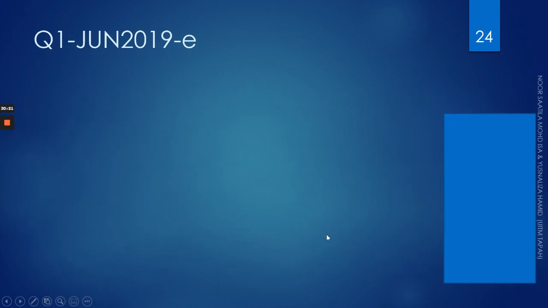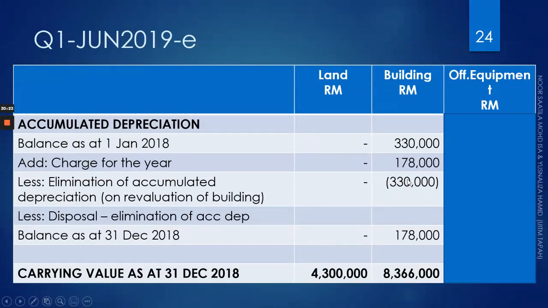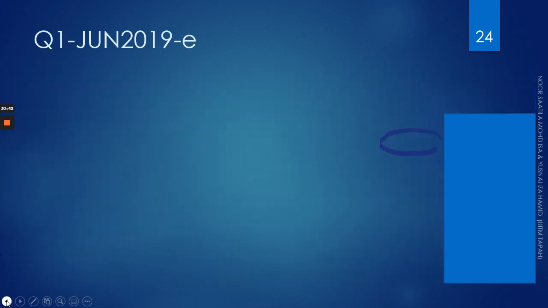And then next, you have the building's information related to accumulated depreciation. This one is the balance at the beginning of the year. We have already calculated this much earlier. You can check my answer in the previous slide. And the charge for the year is 178. How do you get 178? If you have forgotten, let's just go to the slide for a while.